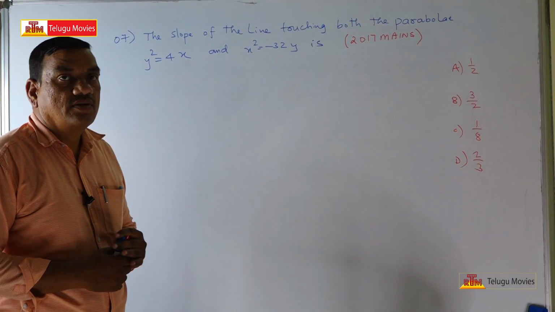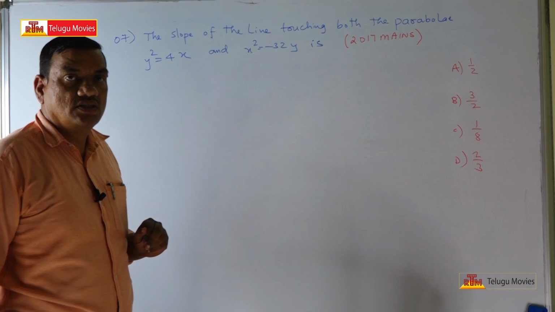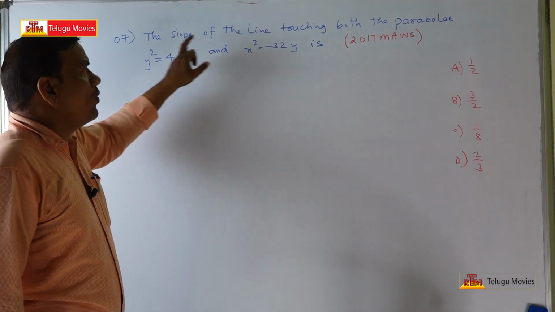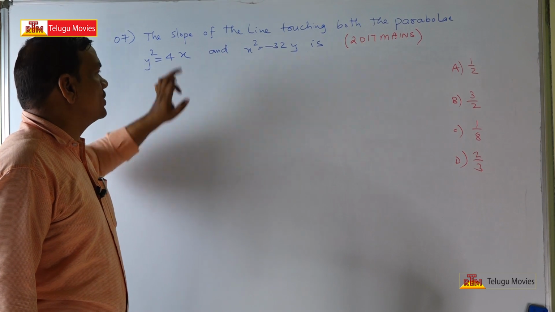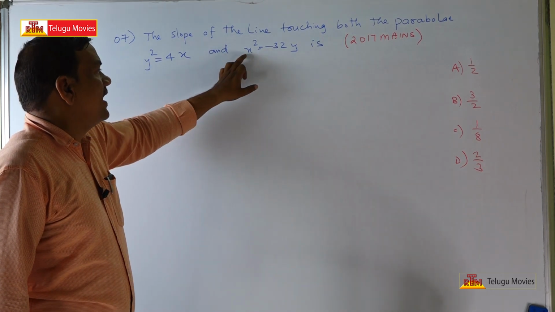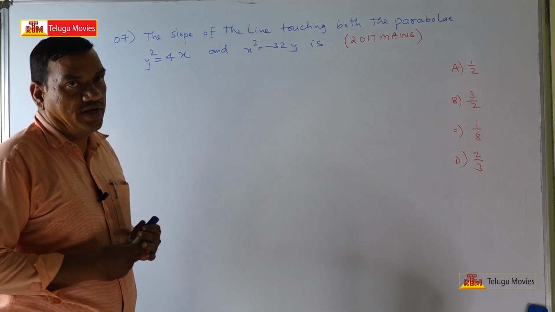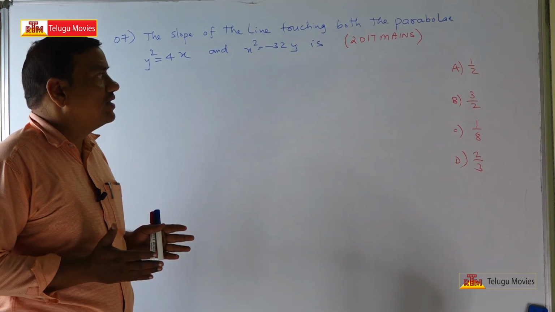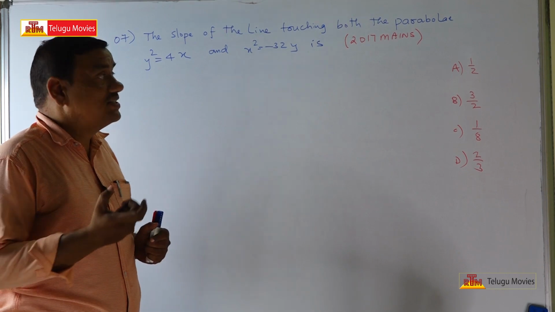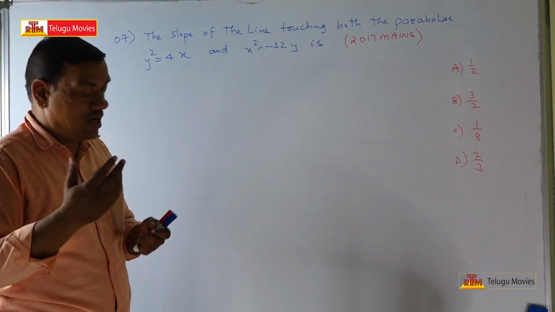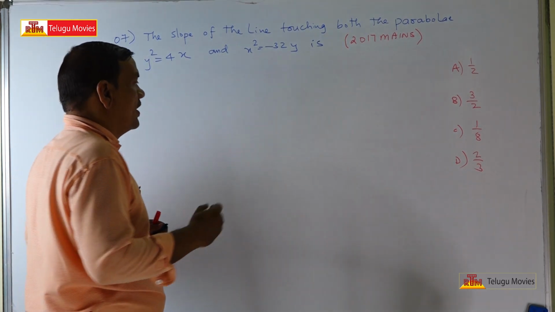Dear students, welcome to the 7th problem of this class. The slope of the line touching both the parabolas y² = 4x and x² = -32y is... So there are two parabolas, and we have to find the slope of the line touching both. First, try to draw these graphs, then we will get an idea.